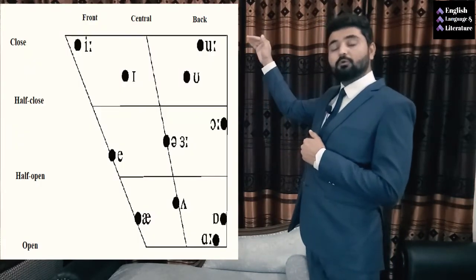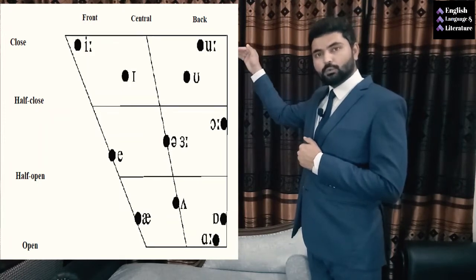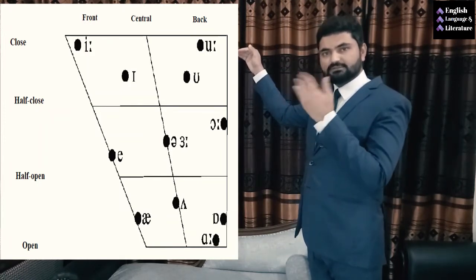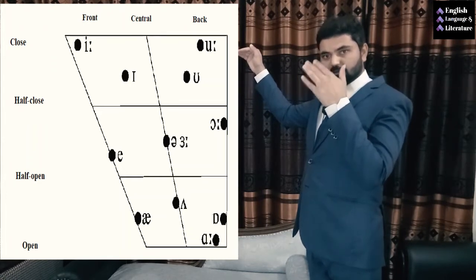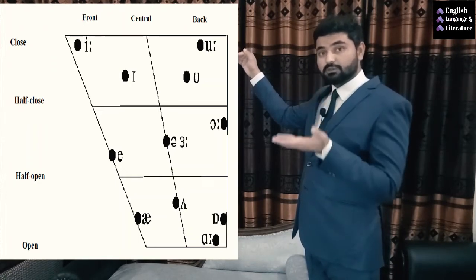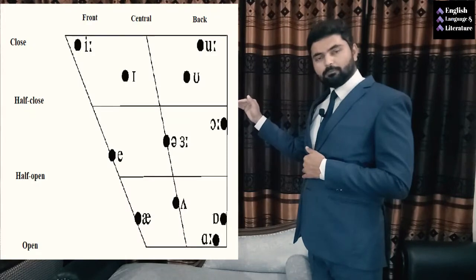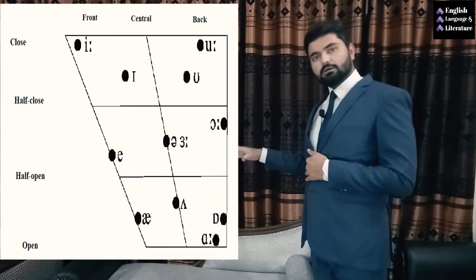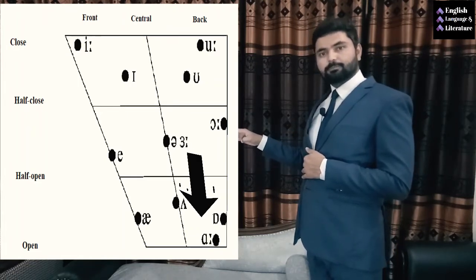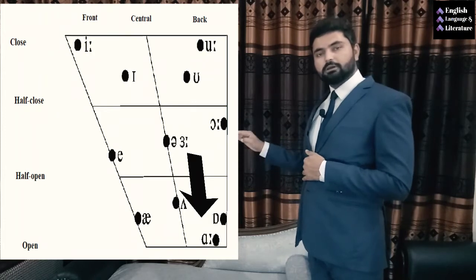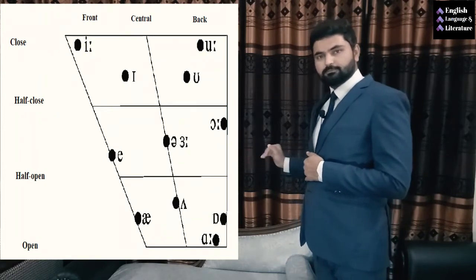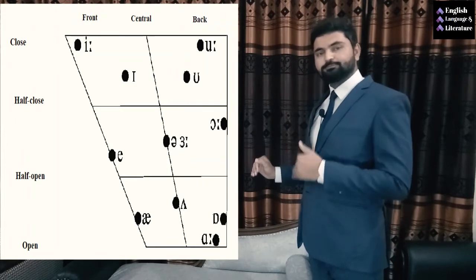Here we have oo. The back of the tongue raises, and there is a closure in the mouth, but not the closure of the ear. Then we have oo. Here it is half closed, and then we have aw. It is half open, and then we have aw or a. Here it is open because the tongue rests below.